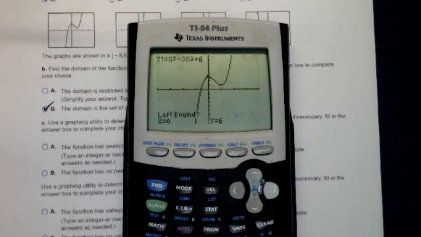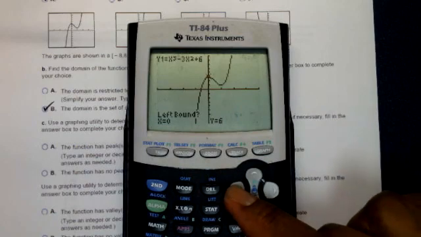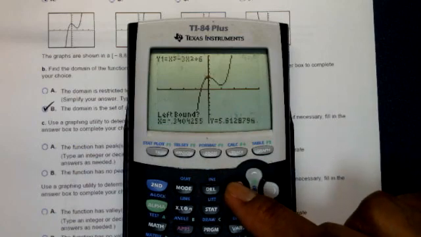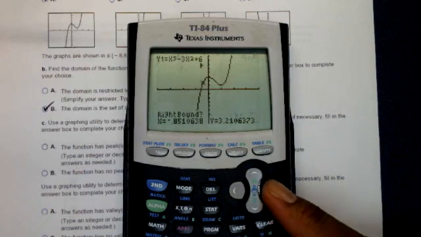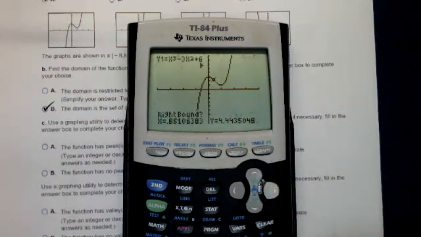Now for left bound, you're going to use your left arrow key to position that blinking cursor on the left-hand side of the highest value and then press enter. And then you're going to use your right arrow key to position that cursor on the right side of that peak and then press enter. And then after yes, go ahead and press enter.